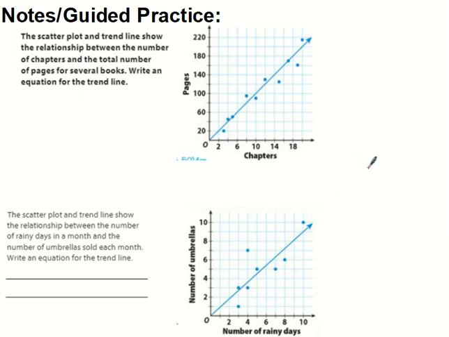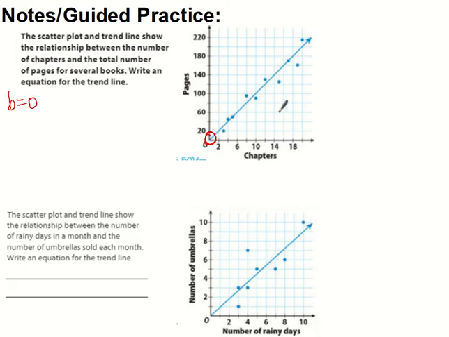It says a scatter plot and trend line show the relationship between the number of chapters and the total number of pages for several books. Write an equation for the trend line. So to start with, we are given a trend line, right? They gave us this trend line. And so we can find the y-intercept using their trend line. So the b, or the y-intercept, will be 0.